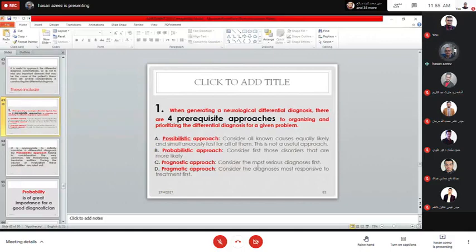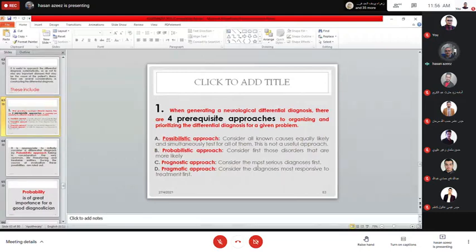The third is the prognostic approach. Consider the most serious diagnosis. It says you should put the most serious, because this gives you no chance. It is better to put the most serious even if the probability is low. Then there is the pragmatic approach. Consider the diagnosis most responsive to treatment. What is the benefit of diagnosing a disease that is not treatable? Put the treatable causes first. This is what we found.